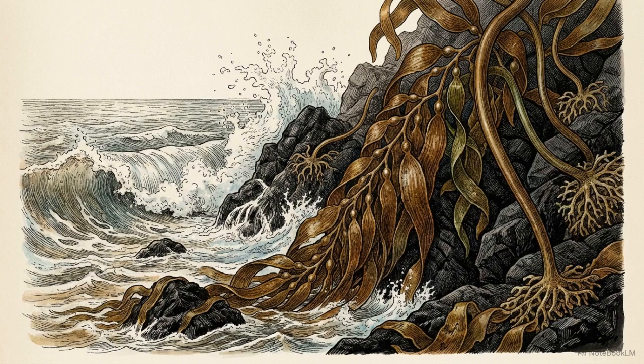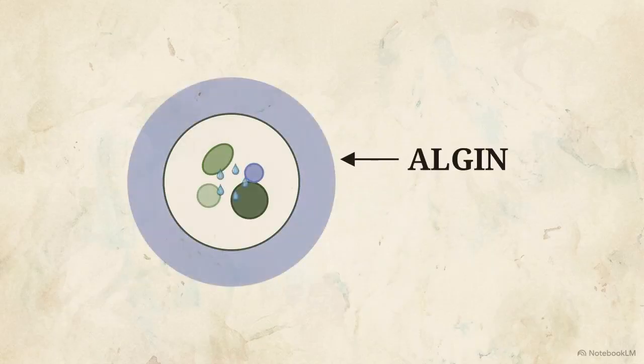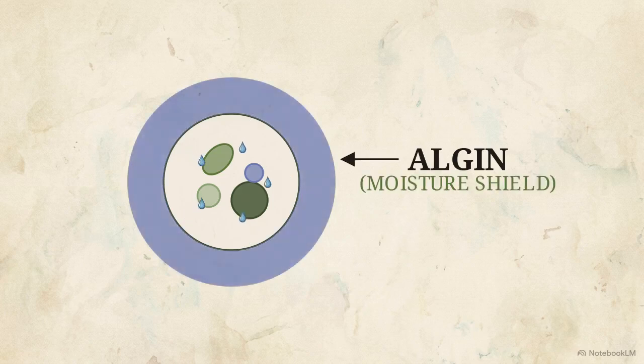Here, organisms face constant wave action and the threat of drying out when the tide recedes. Brown algae evolved a specialized cell wall coating to handle this exposure. This coating is algin. It is a gelatinous hydrocolloid that serves as a moisture shield, preventing desiccation while the plant is exposed to the air.